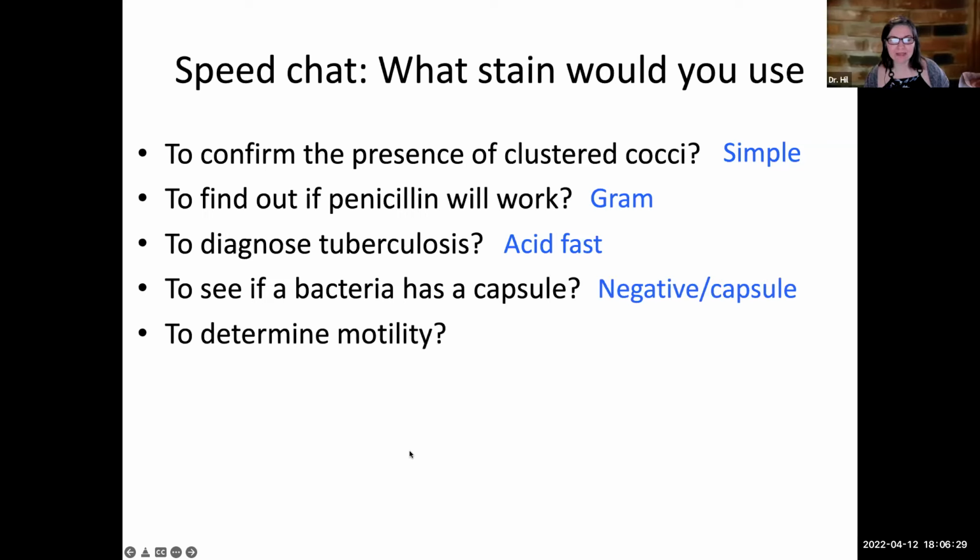Now, what if we suspected something had motility and we want to find out? What would be one way to approach that? Yeah, we could do a flagella stain. That'd be a good idea.